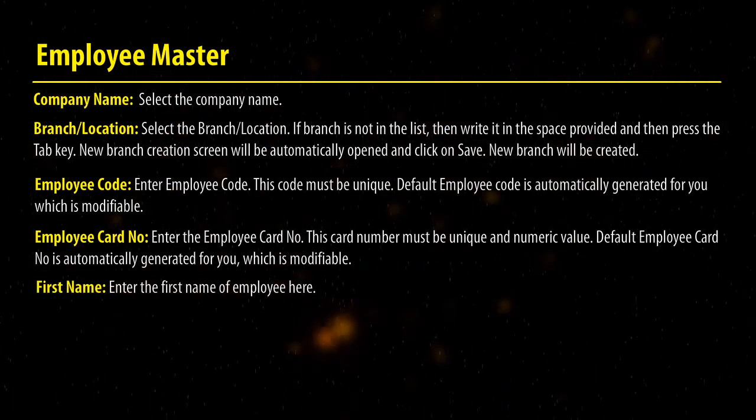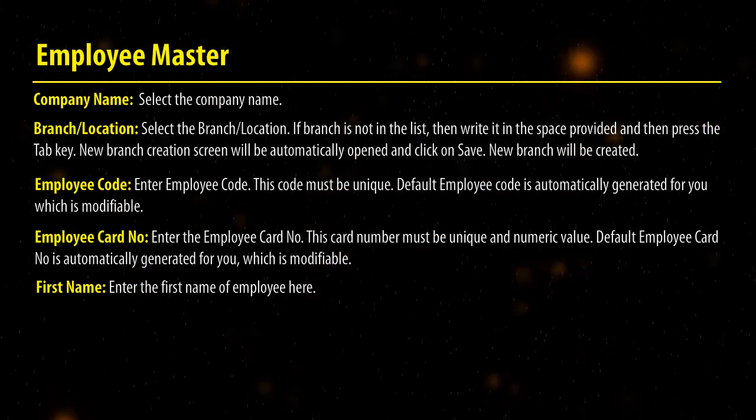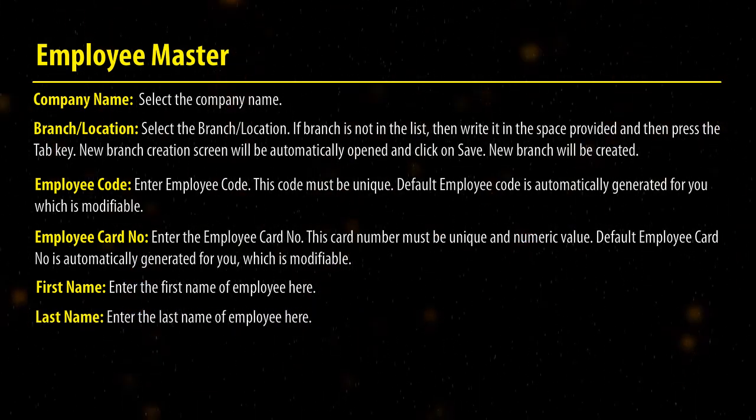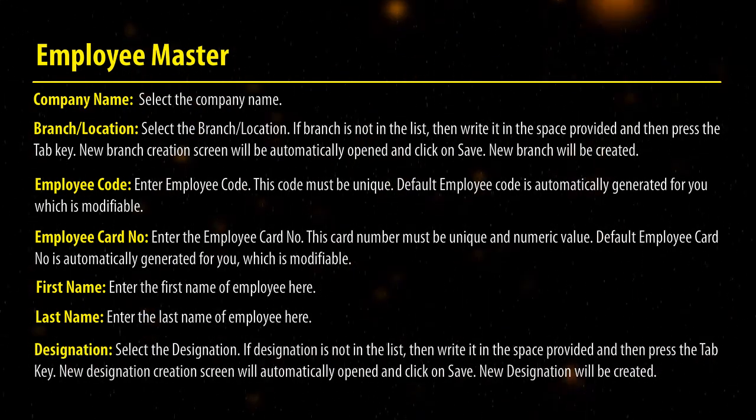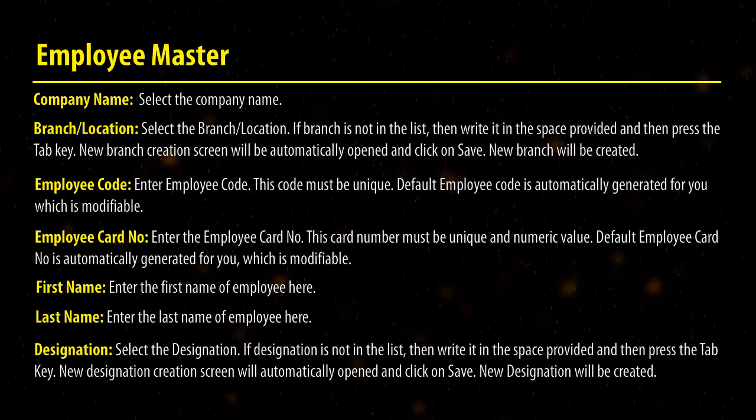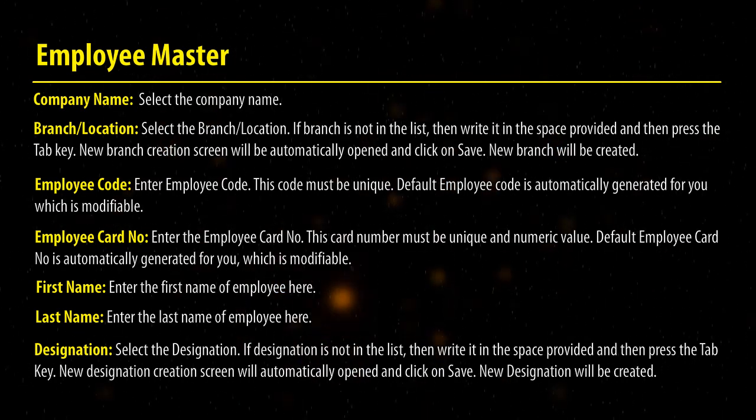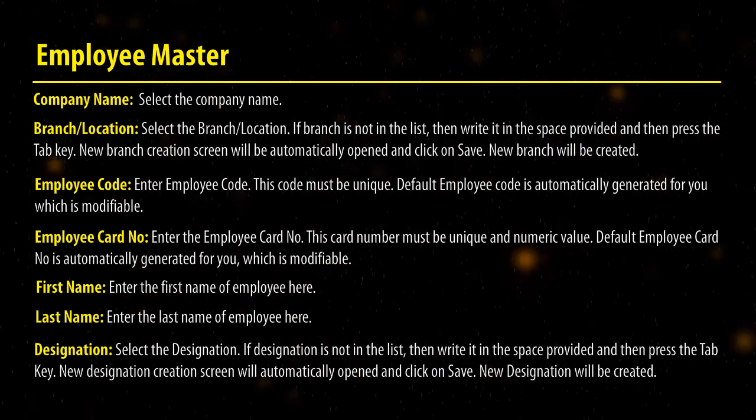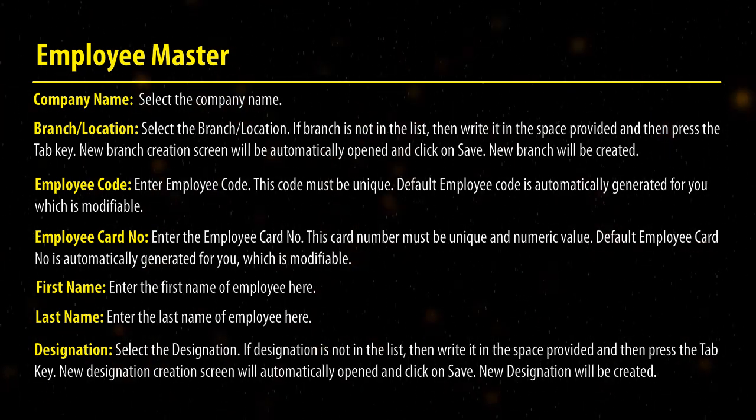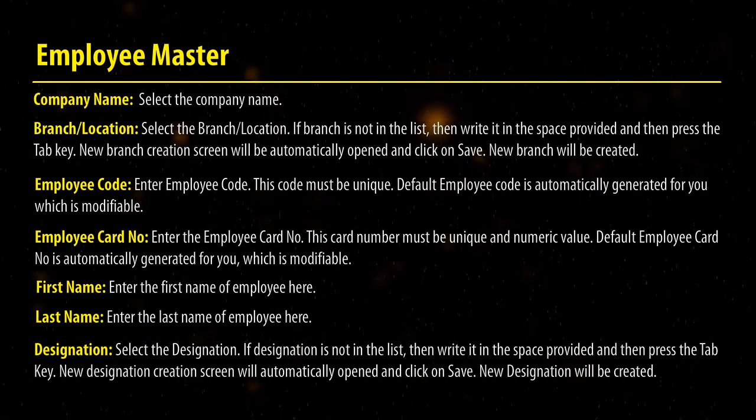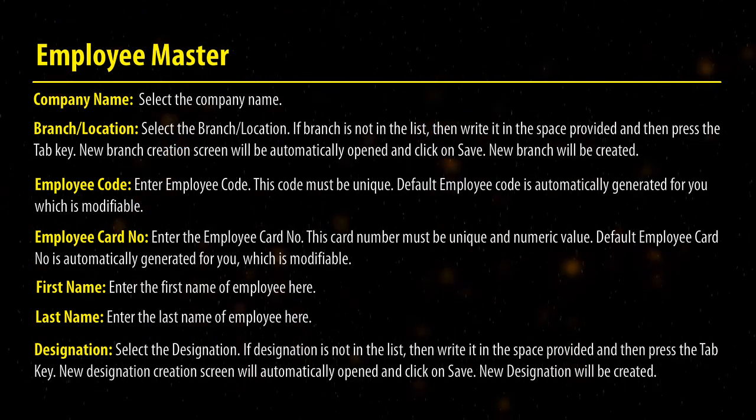First name. Enter the first name of the employee here. Last name. Enter the last name of the employee here. Designation. Select the designation. If designation is not in the list, then write it in the space provided and then press the Tab key. The new designation creation screen will automatically open. Click on Save. The new designation will be created.